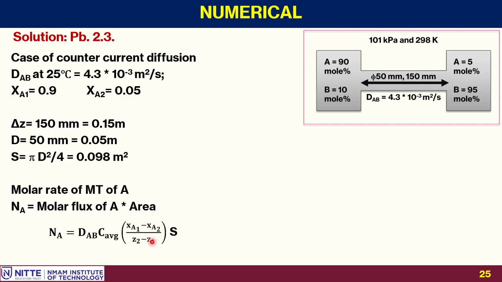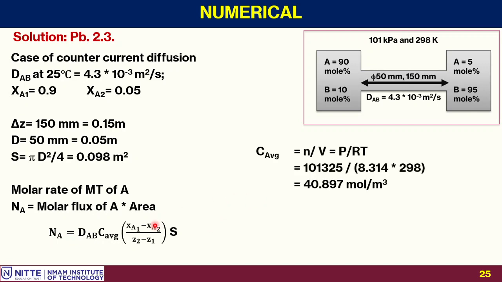Whereas that delta P by delta Z equation which I told you earlier can be used only for gases, not for liquid. Now here, multiplied by S, the flux multiplied by the cross sectional area gives you the rate of mass transfer. If you observe all the data, we do not have the C average, we have to calculate it. XA1, XA2, Z2, Z1, S, DAB, these values are already known to us. So let us calculate this C average.